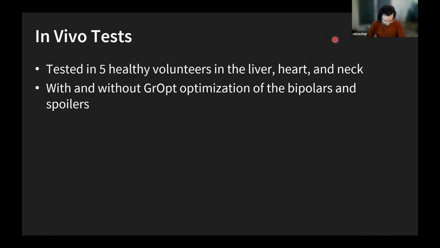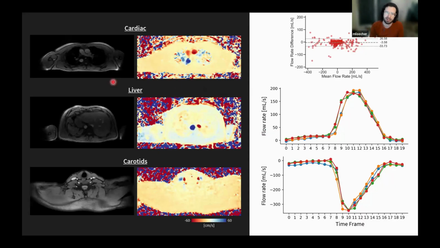Yeah, so the last thing I'll talk about, I think I'm running short on time anyway. It's only a couple more slides: we tested this in 5 healthy volunteers in the liver, heart, and neck. So just 3 different slices, with all the GrOpt optimizations I've talked about. Here are some velocity images of what we're looking at: the heart and the chest, the liver, and then it's low on the neck, but also looking at flow in the carotids.